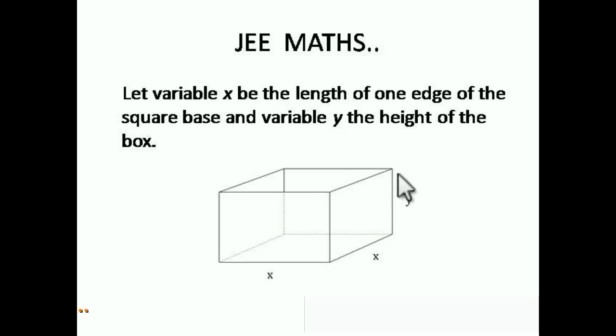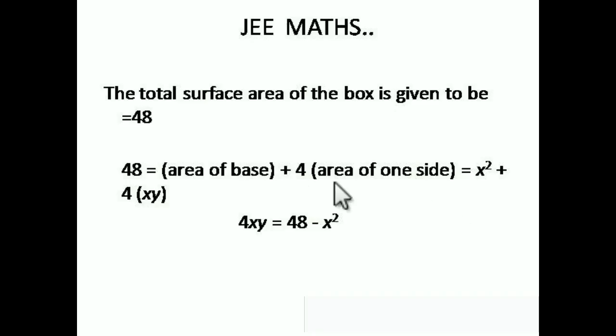Here you can see one box is given and the dimensions are also given, x and y. How to apply the derivative here is asked in this question. Here the base is x, the length is x, and the height is y. It's given a square base x and a variable height y. The total surface area of the box is given, it's 48.